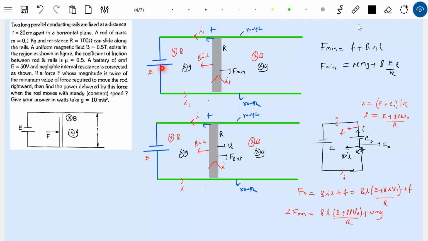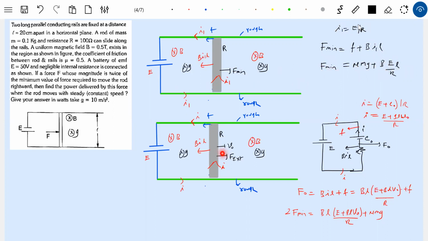When we switch on the cell, a current I1 will flow. This I1 is given initially by E by R. The minimum force required to move the rod must overcome the friction as well as the ampere force BI1L. The friction is given by mu mg. So mu mg equals, substituting the value of I1, E by R times L. Now there is a minimum force. That is the first part.